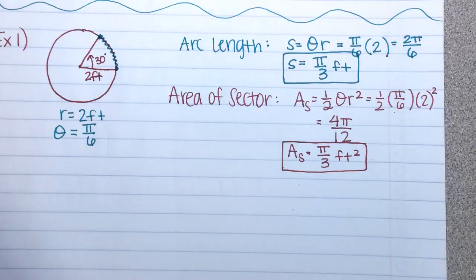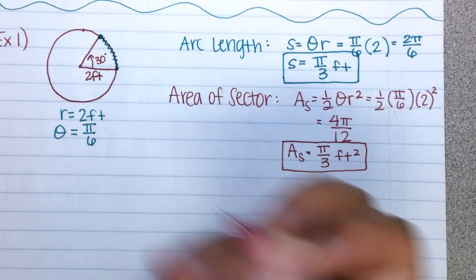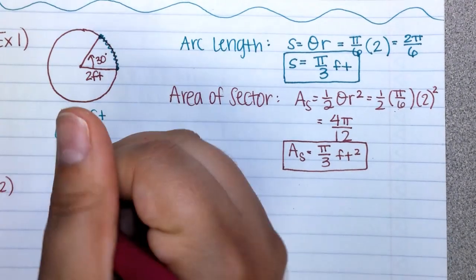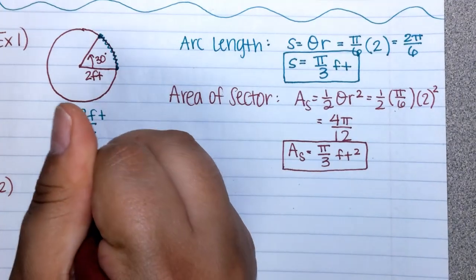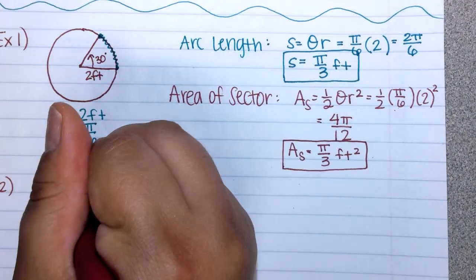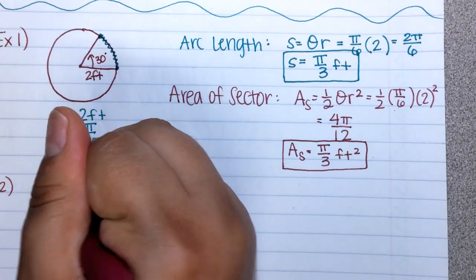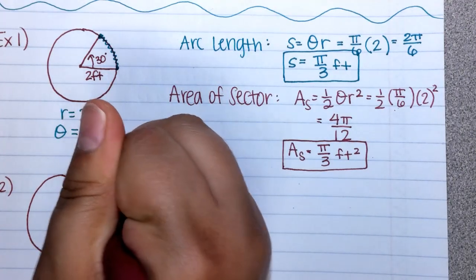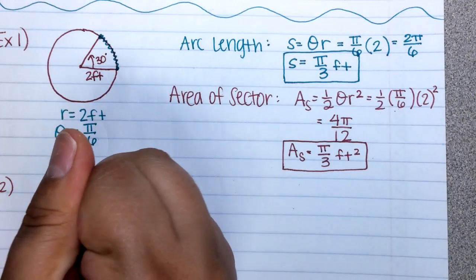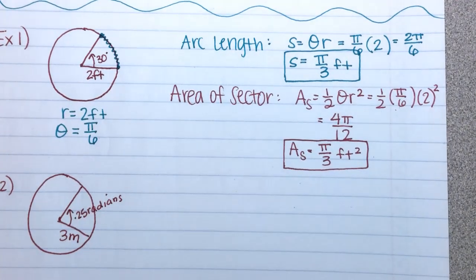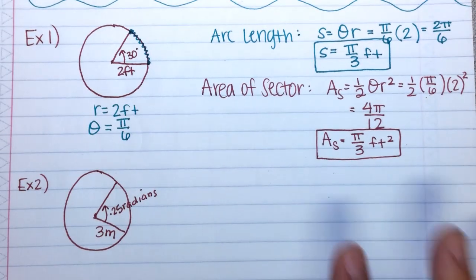Are they always going to be the same, like this example? No, this just happens to be the same. They will not always end up being the same answer. Do I have any questions? All right, I want you to do example 2. Please find the arc length and the area of the sector.